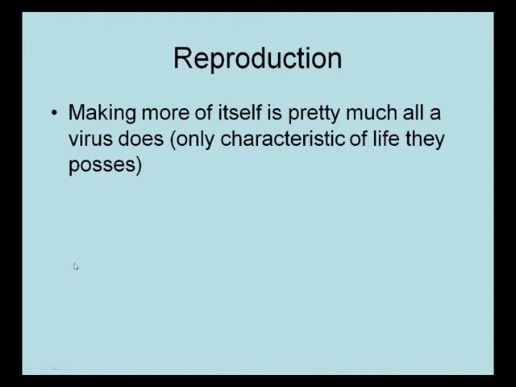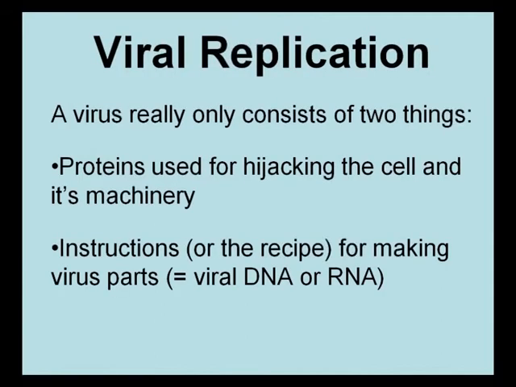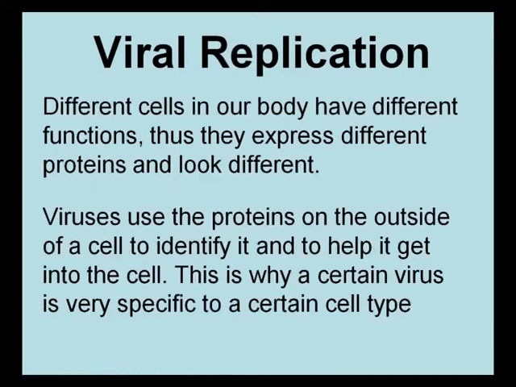So reproduction, basically making more of itself, is pretty much all a virus actually does, and it's the only characteristic of life that they possess, and that's why they're often considered not living. A virus really only consists of two things: the proteins used for hijacking the cell, and the instructions or the recipes for making new viral parts, and that's its DNA or RNA, that genetic material.